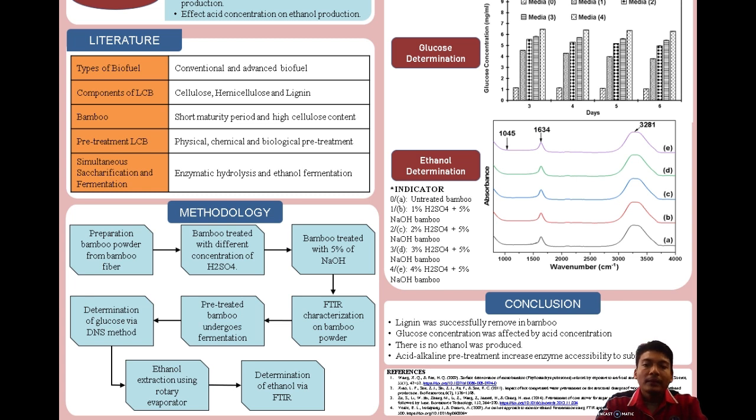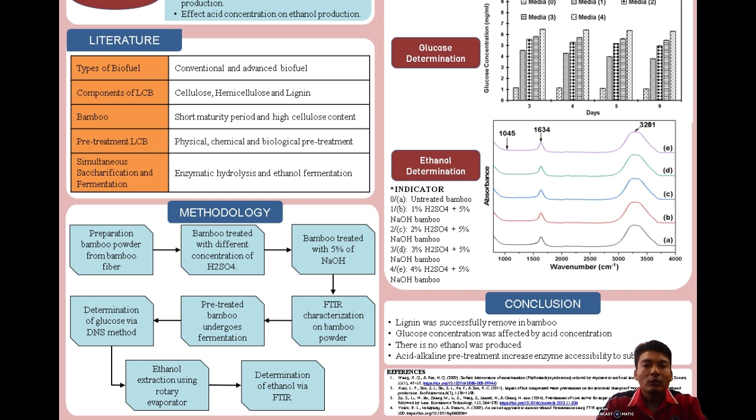After that, the pretreated bamboo powder undergoes fermentation. 0.05 molar citric buffer with pH 4.8 was used as a media solution, with the addition of yeast extract, ammonium sulfate, dipotassium sulfate, epsomite, and calcium chloride dihydrate as nutrients for the yeast. 3 ml of 1% cellulase enzyme and 5 ml of yeast were added to the media.